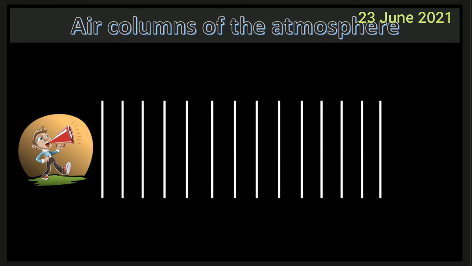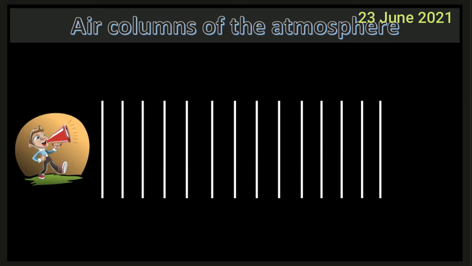Again, to remind you, sound is a form of energy. We blow a horn, the sound moves in the air. But how does it move in the air? Just now I told you to imagine the atmosphere in terms of air columns. The moment a person blows a horn, the energy transfers to the nearest air column, and that air column starts moving to and fro. And that is what you see on the screen.